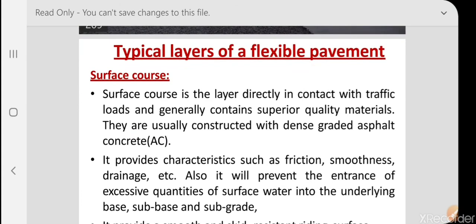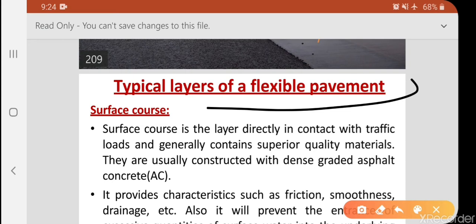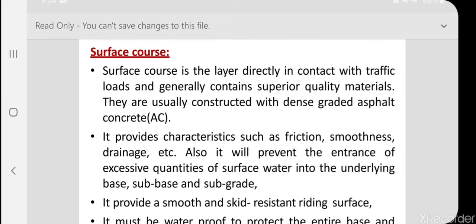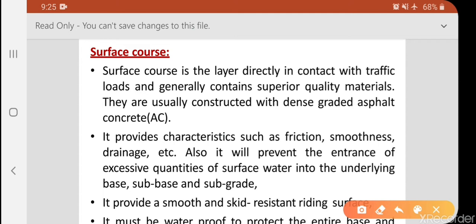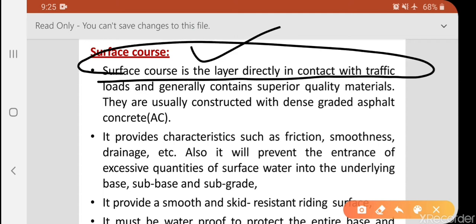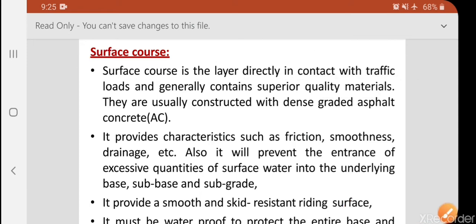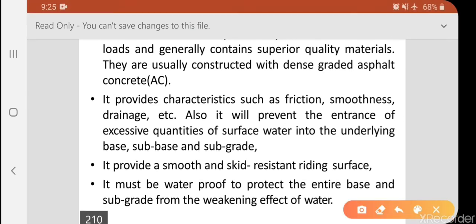Next, typical layers of flexible pavement. What are the typical layers? In the examination, most of the time they ask about the typical layers of flexible pavement. The first one is the surface course, the layer that comes directly in contact with the traffic. If we are walking on a road or moving in a vehicle, the course directly in contact with our vehicles or us is known as the surface course. It generally has superior quality, because there should be no obstacles for the passengers. It should be very smooth for vehicles.